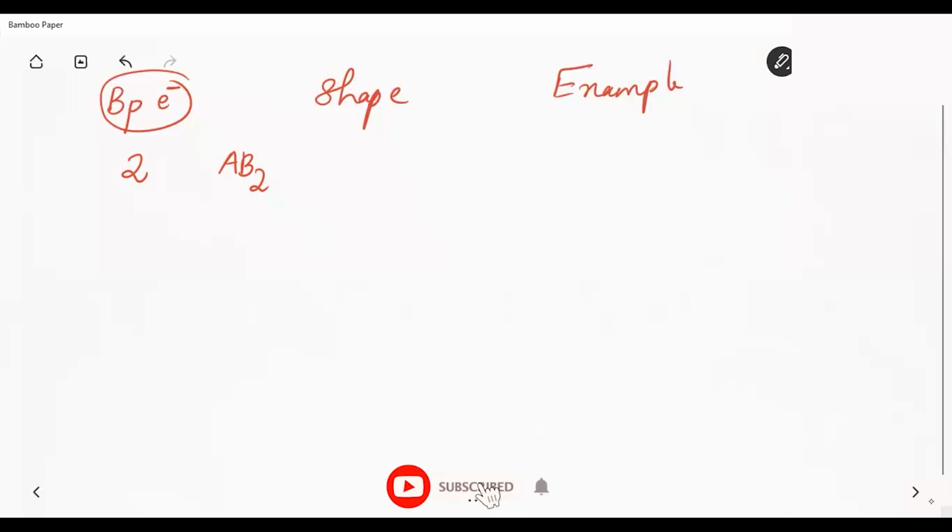Teacher would sit them as far as possible, right? In order to minimize the repulsion of these two bond pairs, we have to put them as far apart as possible, like this. So you will get an angle of 180 degrees, and this is very linear, right? So its shape is linear.